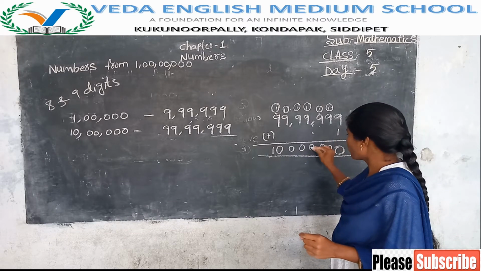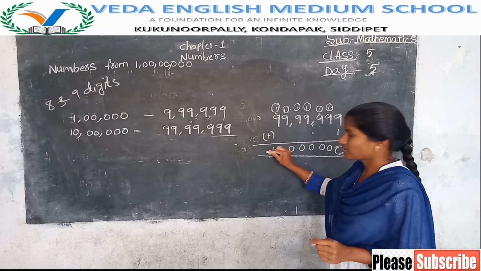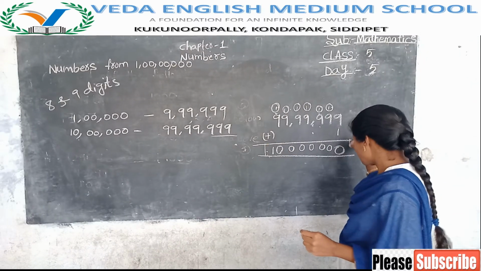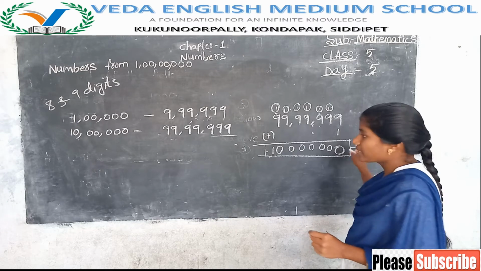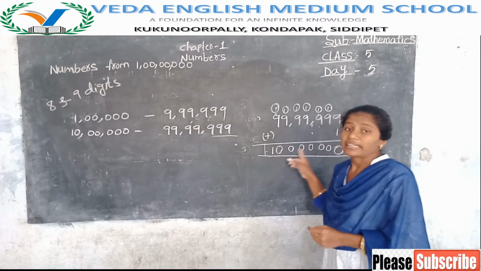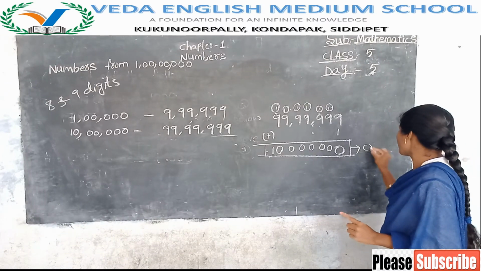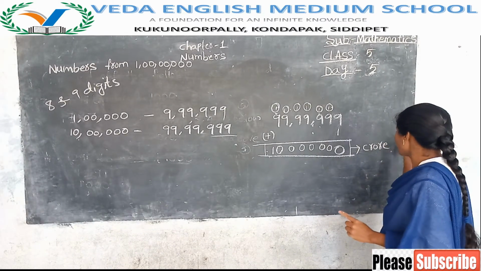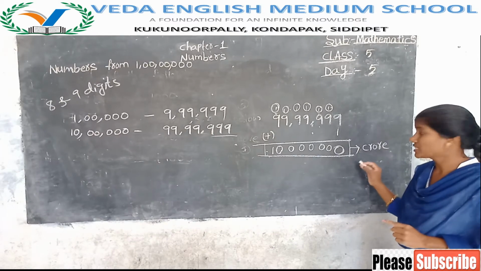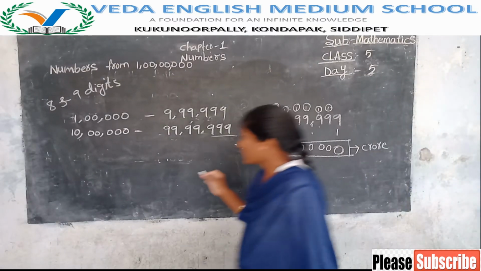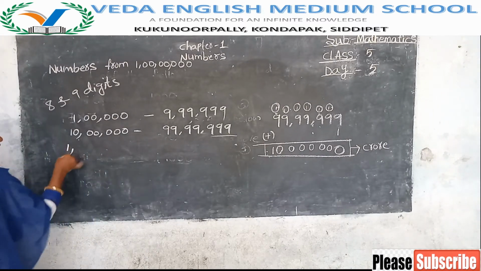Now 1, 2, 3, 4, 5, 6, 7, 8. How many digits are there? 8 digits are there. This is the 8-digit smallest number. The 8-digit smallest number is 1 crore. What is that? 1 crore. Very good. The spelling of crore is C-R-O-R-E. So the 8-digit smallest number is 1 crore.